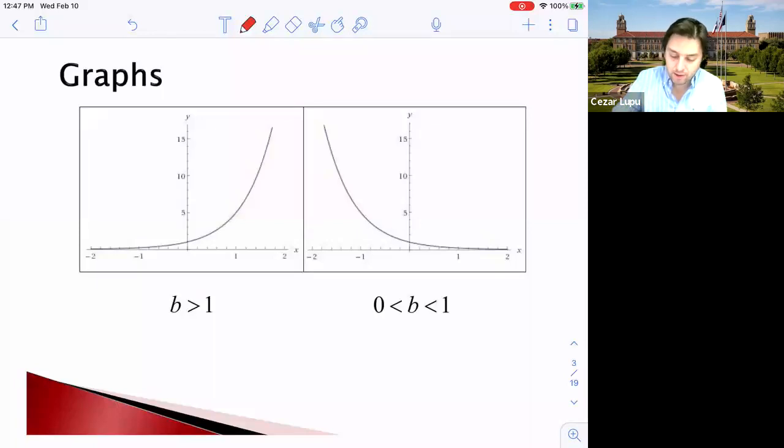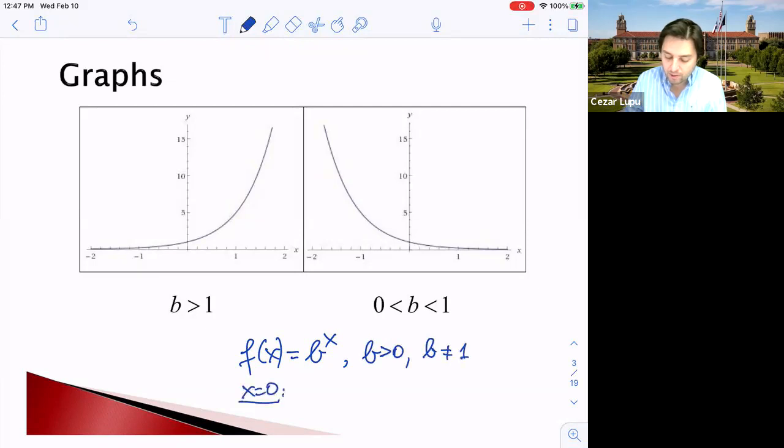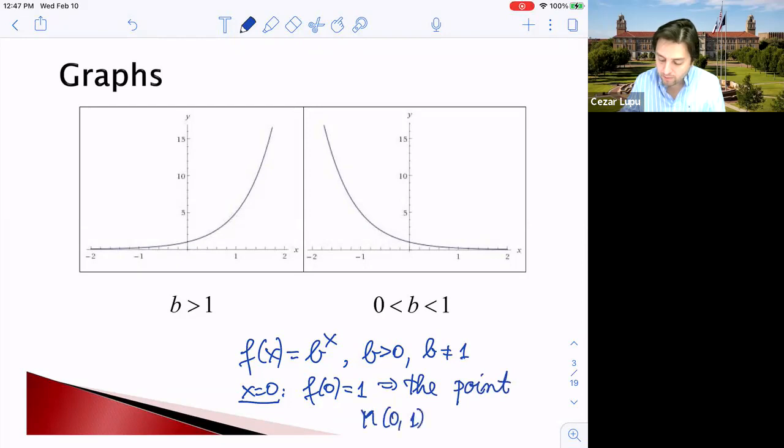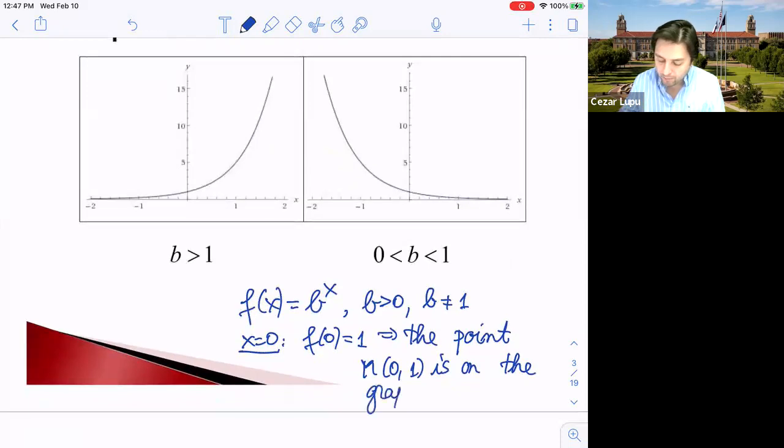So keep in mind that f of x, 0, 1, like Josh says. So just look at this guy. Once again, f of x is b to the power x, and we know that b is positive and b is different than 1. Well, if you take x to be 0, you will see that f of 0 is 1. So the point, let's just say M of coordinates 0, 1, is on the graph of our function f.